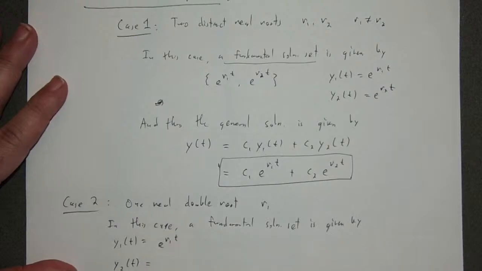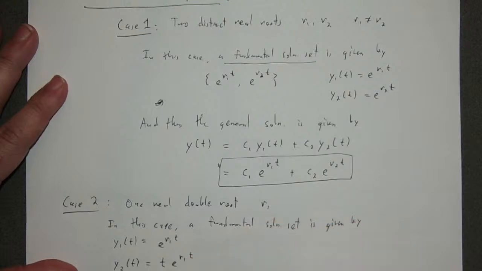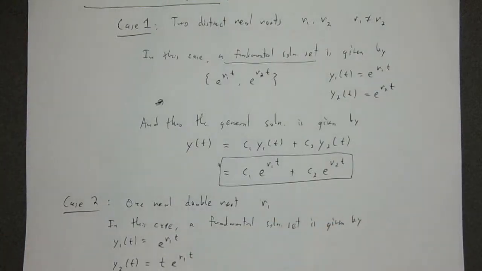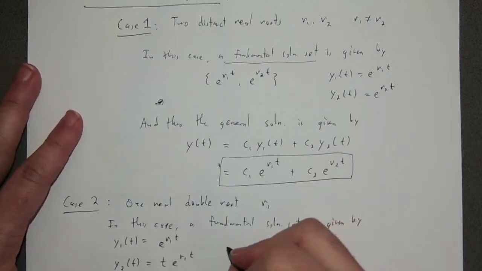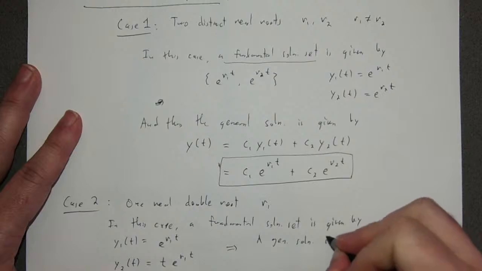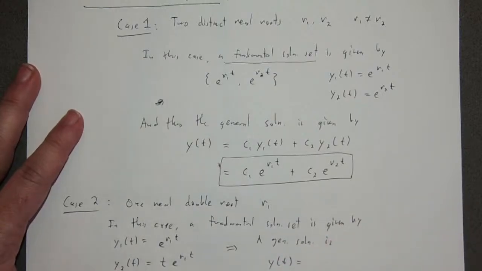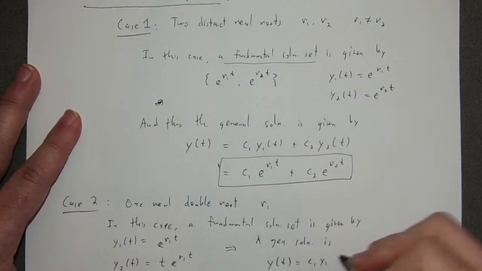This is y2 of t. I can't do another e to the r1 of t because that won't be linearly independent with this. Its Wronskian will be 0. So what I do is t e to the r1 t. This is the idea. So this is a fundamental solution set, which implies a general solution is given as y of t is c1y1 plus c2y2, as always.